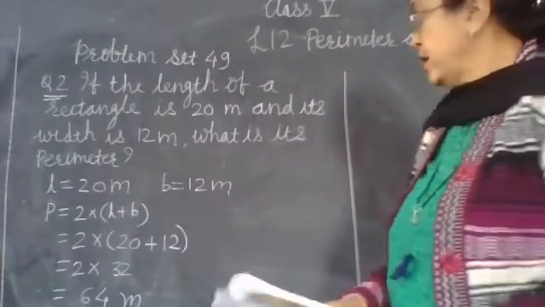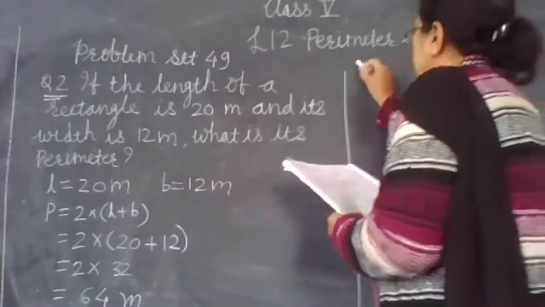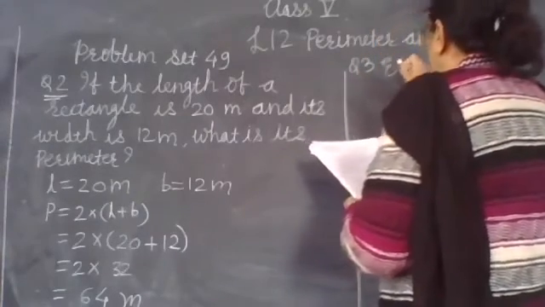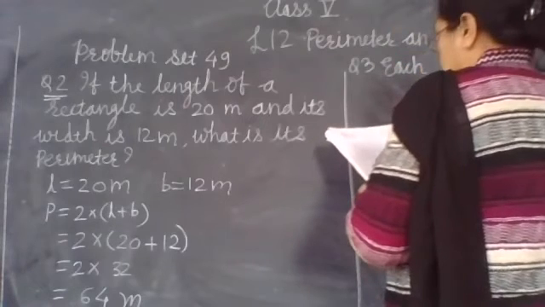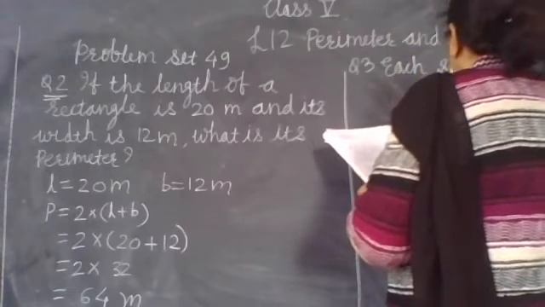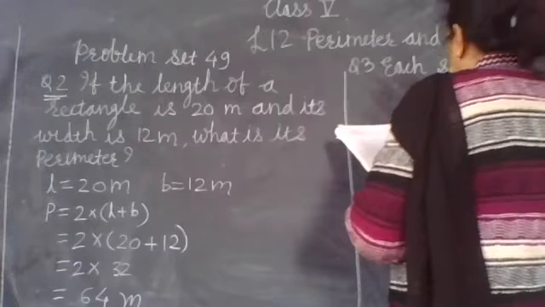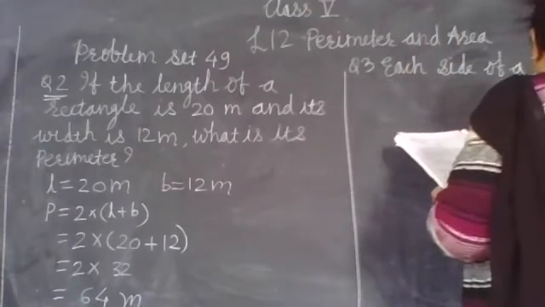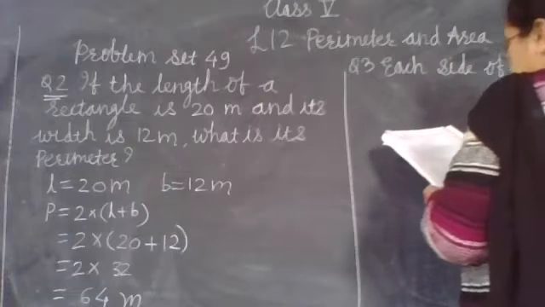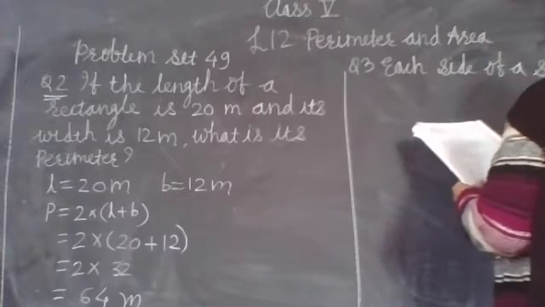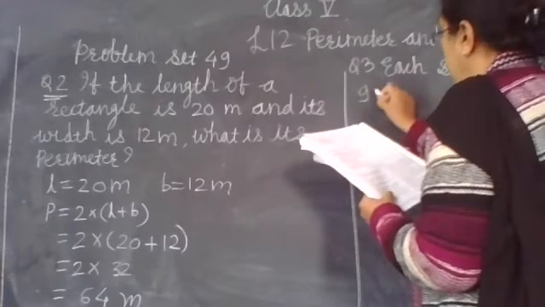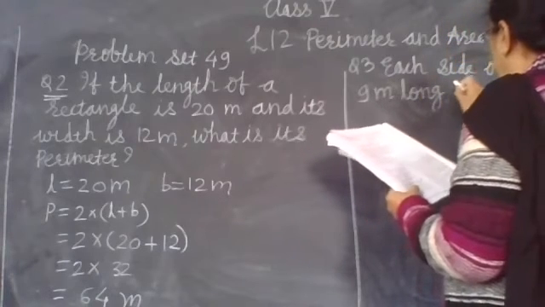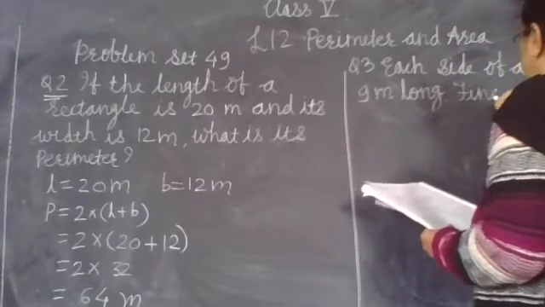Let us solve the next sum. That is question 3 of this problem set. Each side of a square is 9 meter long. Find its perimeter.